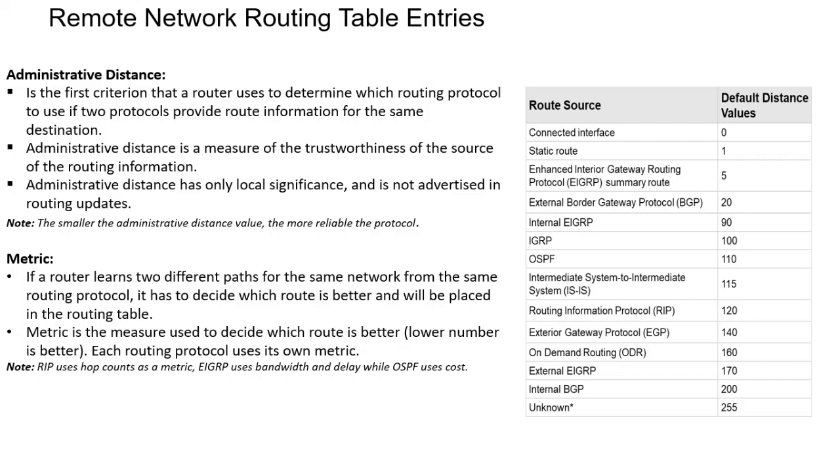As you can see, we have some default administrative distance values for each route source. Connected interface is 0, static route is 1, EIGRP summary route is 5, external BGP is 20, internal EIGRP is 90, IGRP is 100, OSPF 110, IS-IS 115, RIP is 120, EGP 140, ODR 160, external EIGRP 170, internal BGP 200, and if we don't know, it is 255, which is the least trusted. We don't want that one.